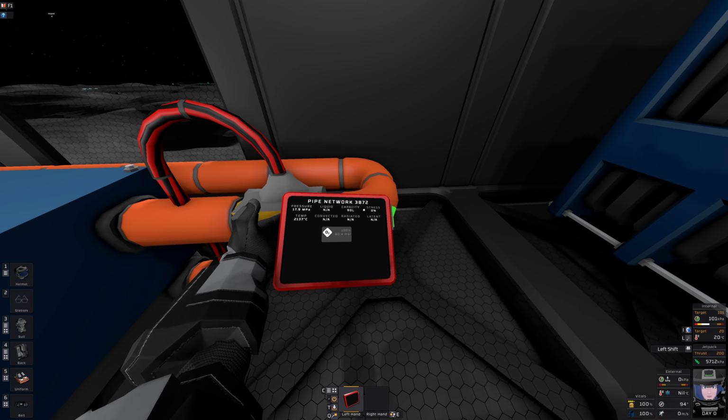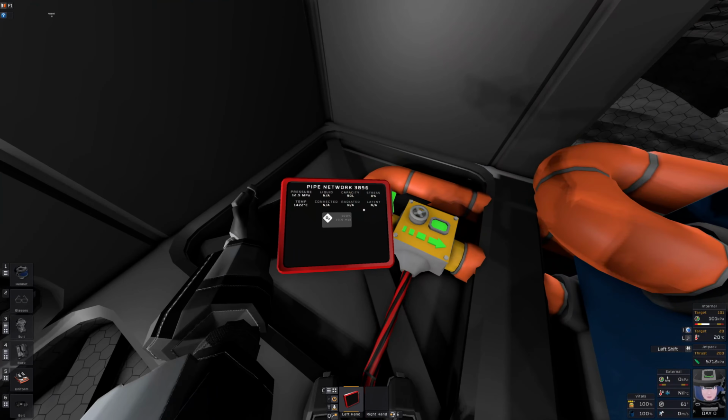Temperature is decreasing. Very quickly so. Temperature here is increasing logically.